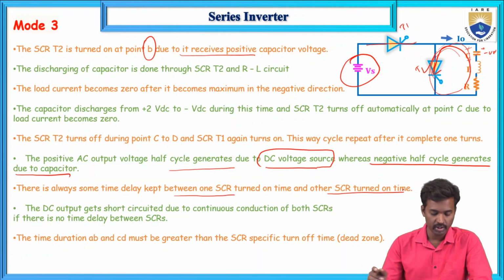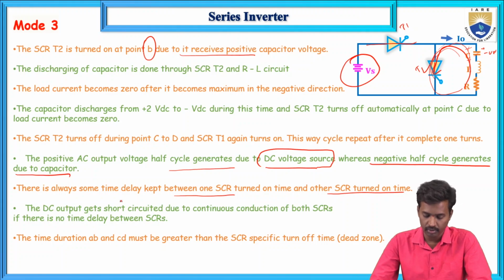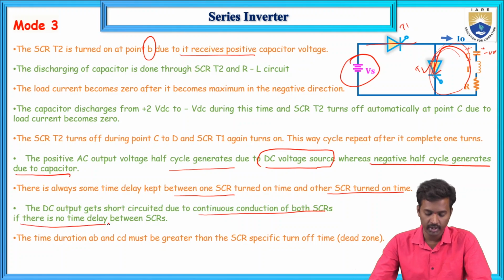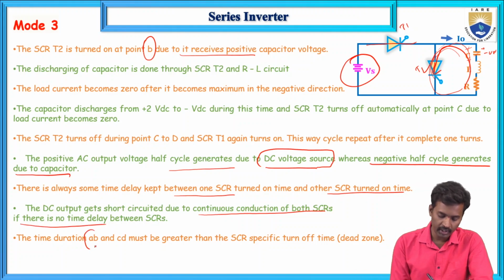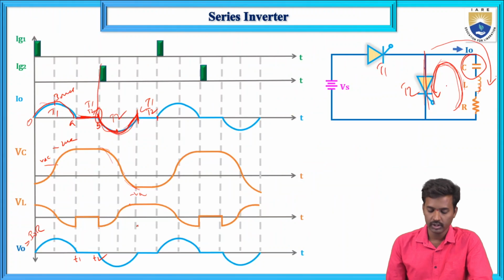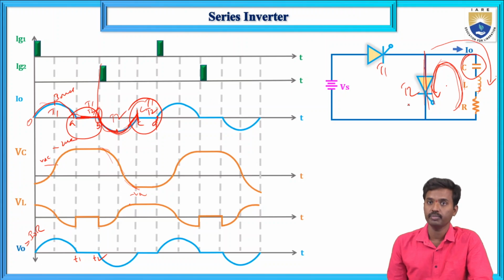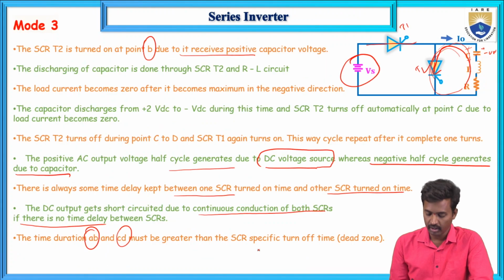There is a time delay process, because the DC output would get short circuited due to continuous conduction of both SCRs. So there is no overlap between the SCRs. So now here AB and CD. This time duration, this C and this D, is known as the dead time, or the specific turn off time.